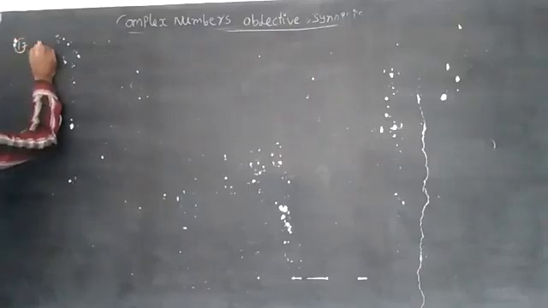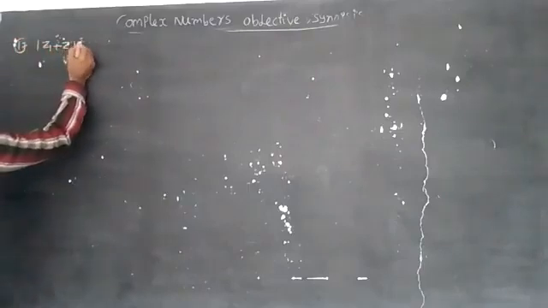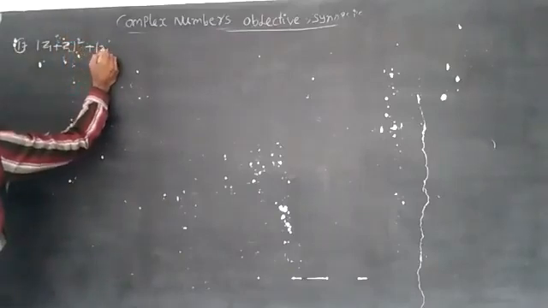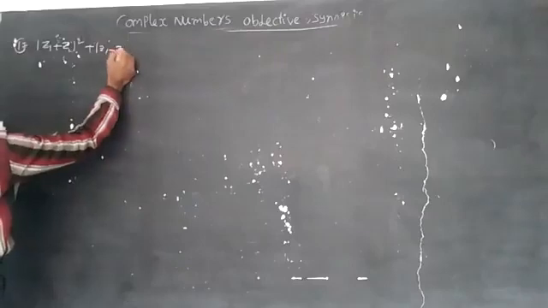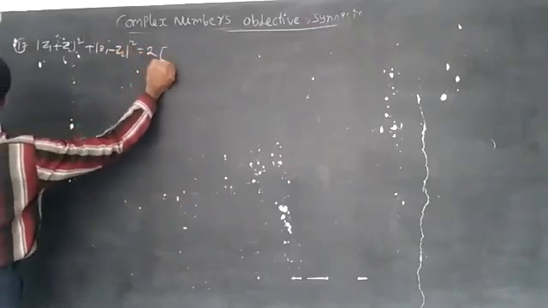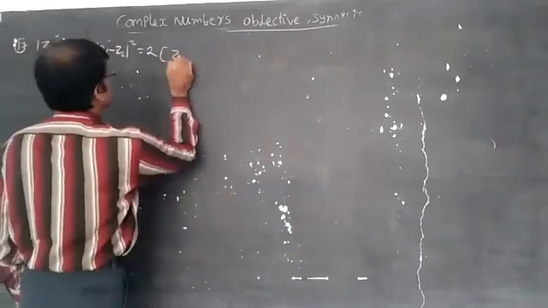17th formula: |Z1 + Z2|² + |Z1 - Z2|² = 2(|Z1|² + |Z2|²).